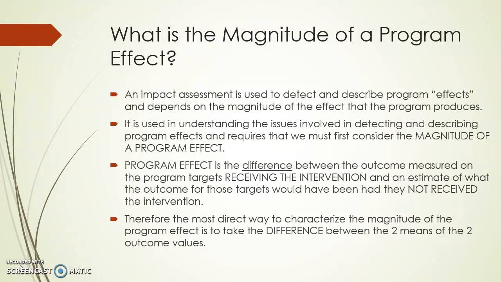Basically, what researchers call a program effect is just the difference between the outcome measured on the program's targets receiving the intervention and an estimate of what the outcome for those targets would have been had they not received the intervention. So we're doing a little comparison. What was the outcome of those that received an intervention versus not received? A very simple comparison analysis. Therefore, the most direct way to characterize the magnitude of a program effect is to take the difference between the two means of the two outcome values.